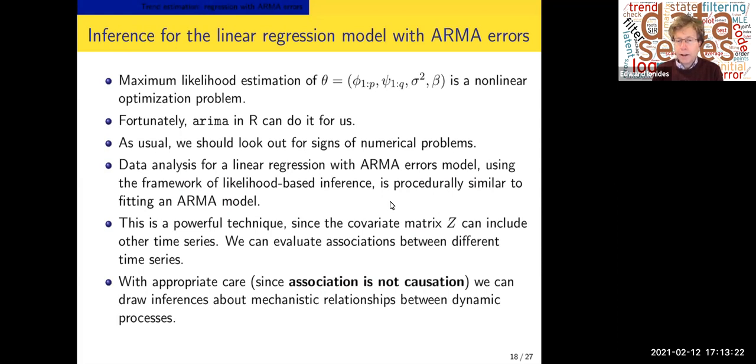And we can put any covariates of interest in Z, and potentially we can draw inferences about mechanistic relationships between dynamic processes that are represented in the beta. We have to be very careful of doing this because most time series are not experimentally randomly perturbed data, so it's observational data, and so we have to be very careful of not jumping to an assumption of causation when we've demonstrated an association.